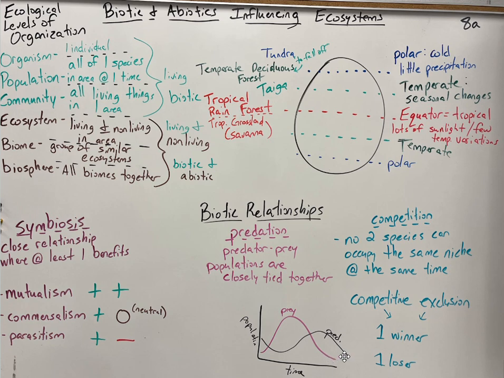And then what happens if the predator population drops? Now the prey population can go back up. So you see this wave. The predator population, the curve, tends to follow the prey. It doesn't go at the same time. It goes slightly after it.